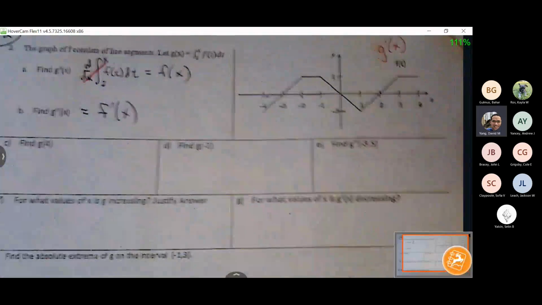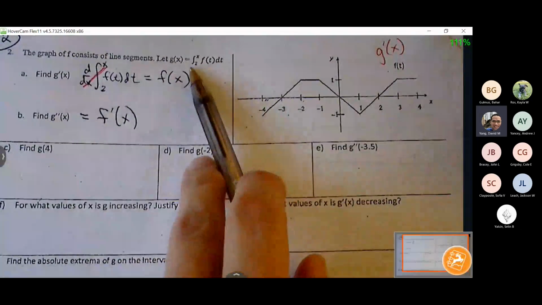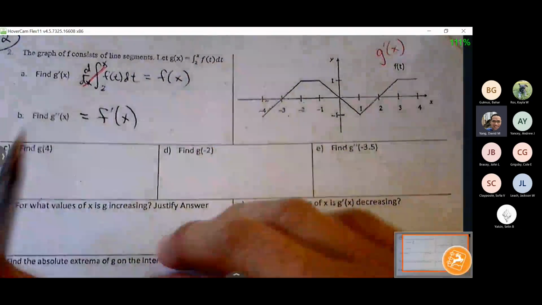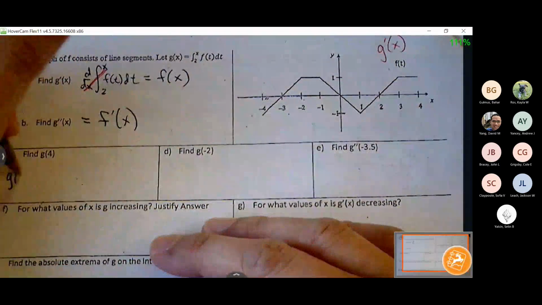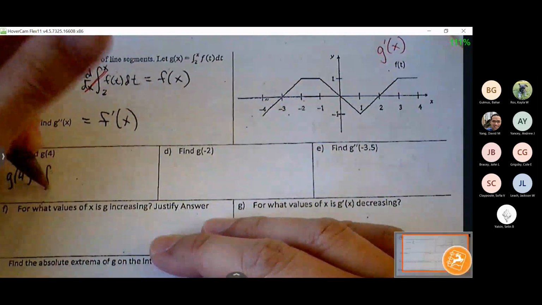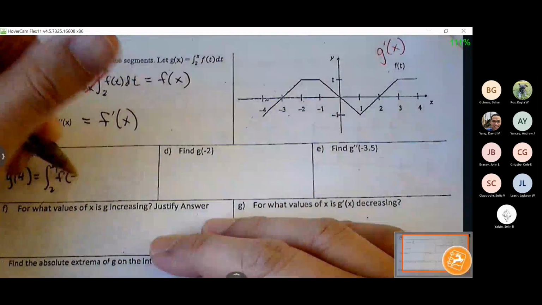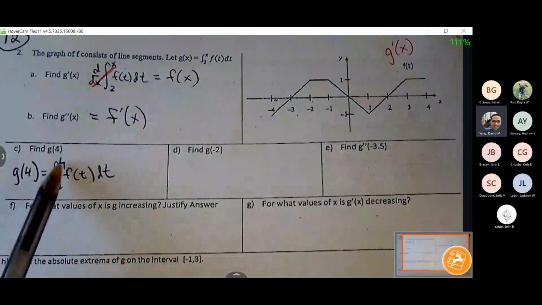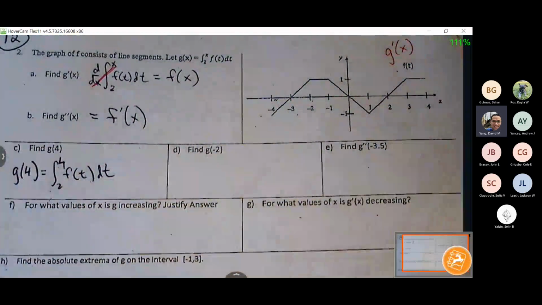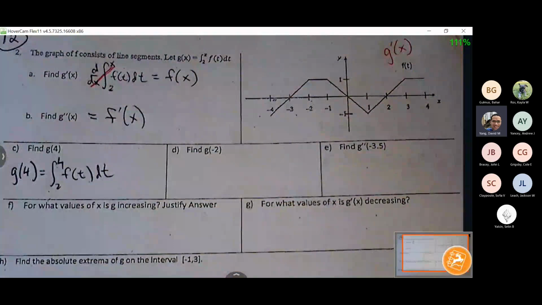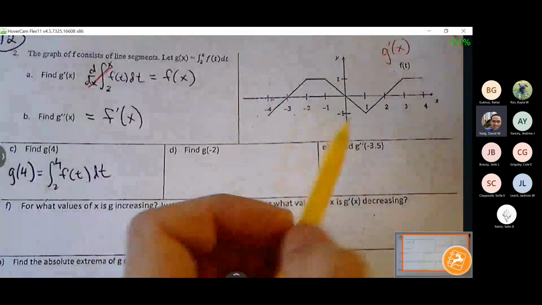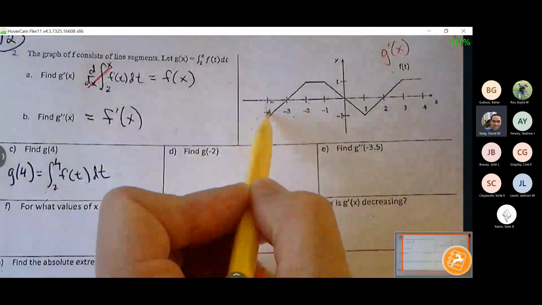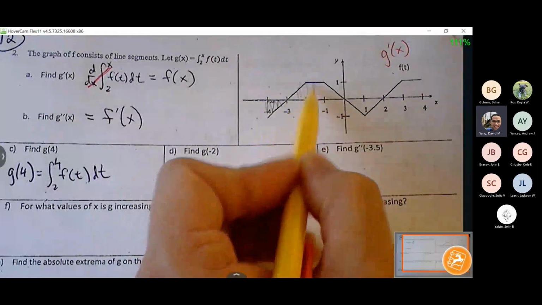So it says find g of 4. G of 4, we go to our definition. G of 4 is the integral from 2 to 4 of f of t. So I like reading a graph from left to right, and this is exactly what's showing, so no need for adjustment. Make sure that you're only looking at the region between the graph and the x-axis. Some of you may try to create different shapes with the y-axis, but we don't care about that region. We only care about these regions here.